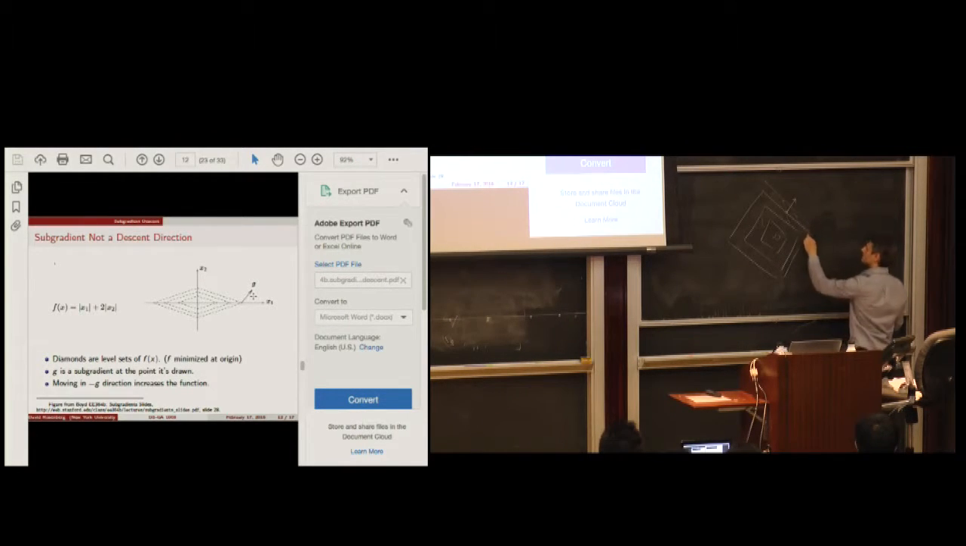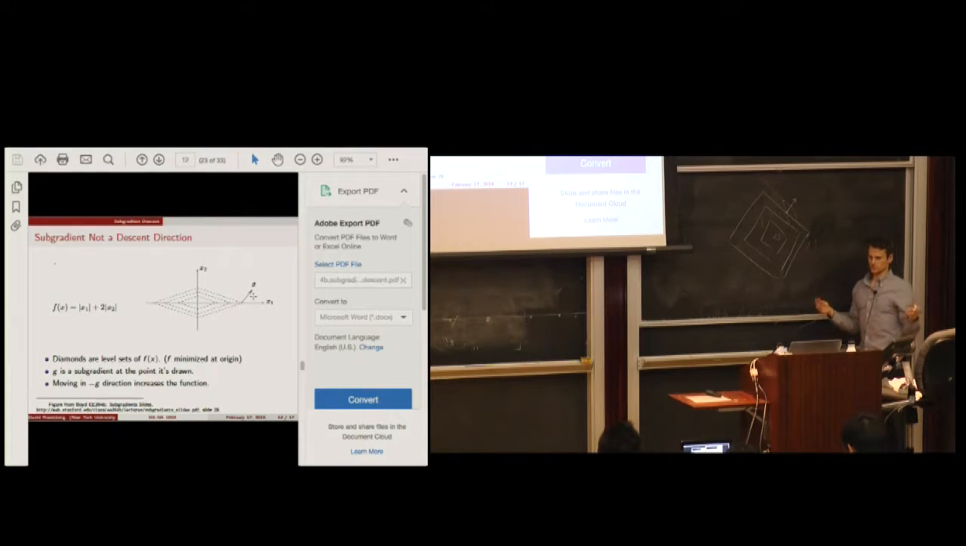Okay, start over. Say it again. If at the point of the corner, it has an infinite number of subgradients, correct? Why is there a limit to the directions they face, as opposed to why don't they radiate all around?